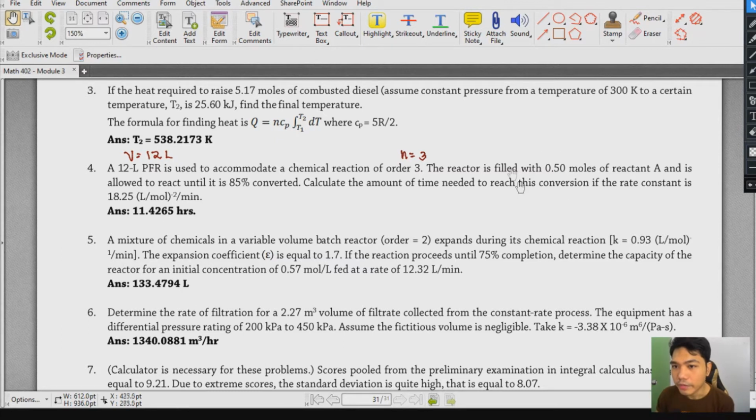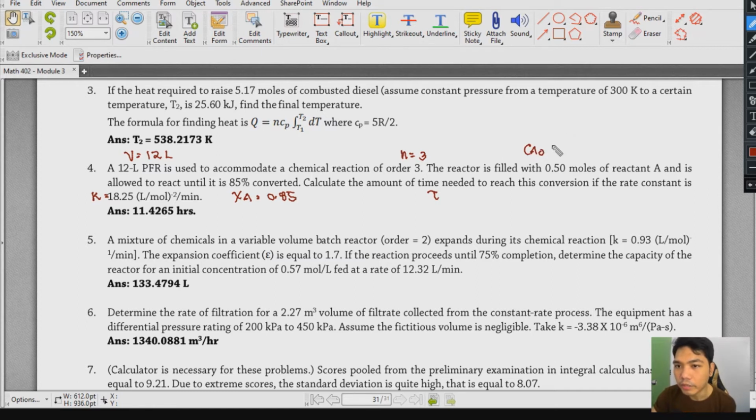Okay, so from this, the reactor is filled with 0.5 moles. So technically, it is converted into 0.85. So this is your XA, that is equal to 0.85. And then we need to calculate the amount of time needed. So itong amount of time, ito yung tau natin ang tinatawag, to reach the conversion, if the rate constant, so ito yung ating kappa, that's 18.25.